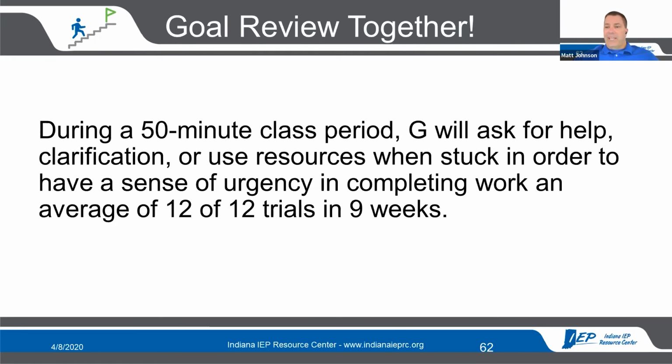So what I wanted to look at here on this particular goal was to see if we can pick out the pieces as we're looking at it. During a 50-minute class period, student will ask for help, clarification, or use resources when stuck in order to have a sense of urgency in completing work, an average of 12 out of 12 trials in 9 weeks. So when you look at that particular goal, what jumps out at you? What problems do you see right away? Do you see that given piece? Do you see the target skill? Do you see the criterion for mastery? And are they good quality as you're looking for them?